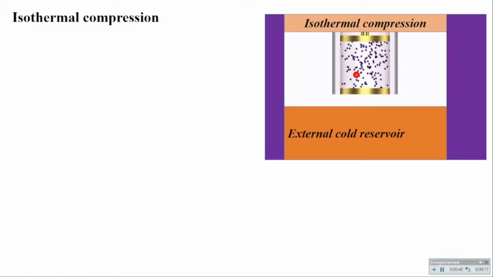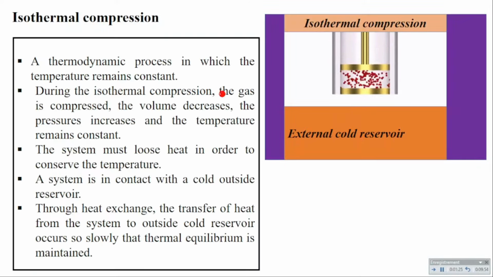Because in a compression you are increasing the pressure, you are increasing the temperature. Then for isothermal compression, to get constant temperature, you should have the external cold reservoir so that the heat which is produced here is exchanged with it. So there is an exchange of heat between the system and the external cold reservoir so that the temperature remains constant, because isothermal is a constant temperature process.